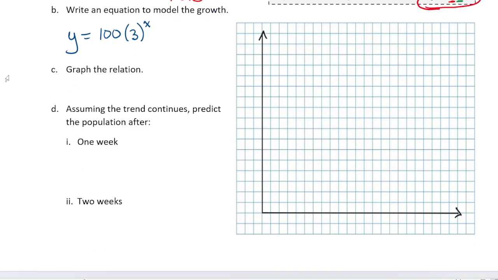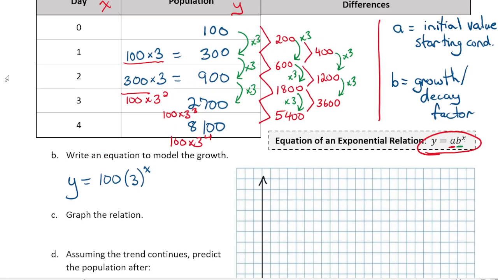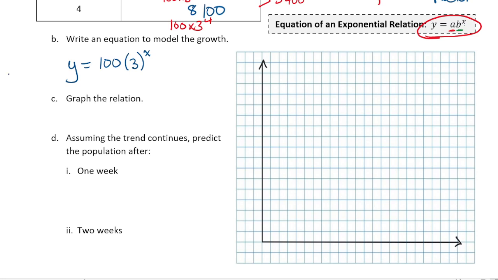So let's graph this. We're going to graph from the table of values. So on our x-axis, we have to get to 4. If I count 1, 2, 3, 4, I can count to it 5 times. So 1, 2, 3, 4, there's 1, there's 2, there's 3, and there's 4.